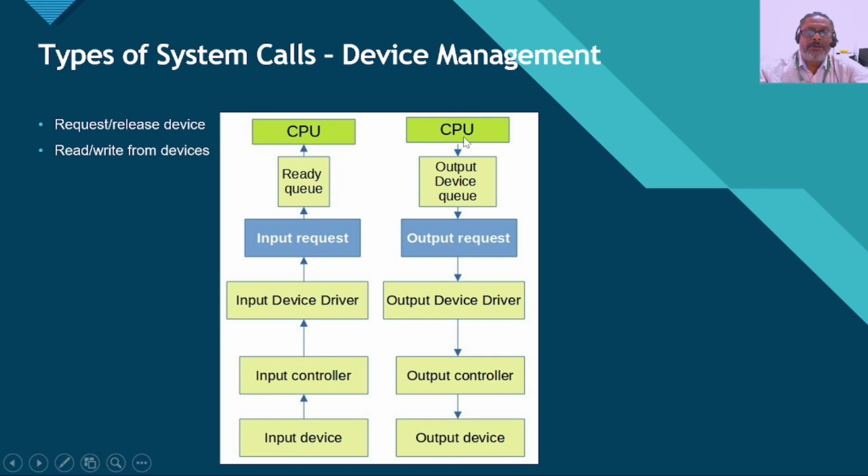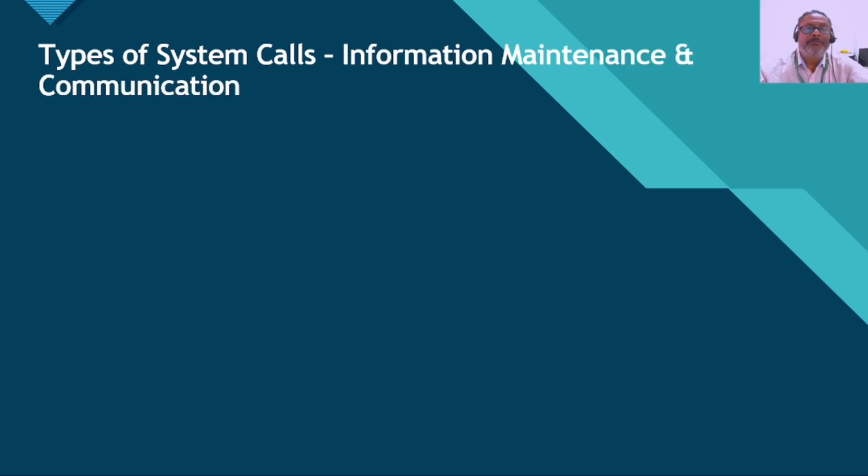The same thing happens whenever the CPU wants to write onto a device: it just dumps the data on the output device queue, and then this data goes to the output device driver, which verifies the protocol in which it is to be written and all that, and then to the output controller, and finally goes to the output device. So these read-write activities we need to look at in detail in future sessions. So that's what happens with device management.